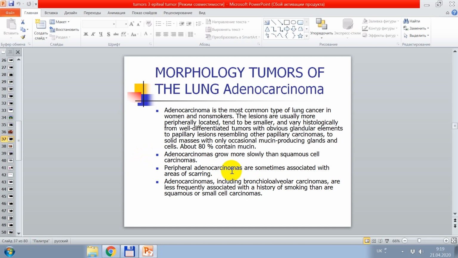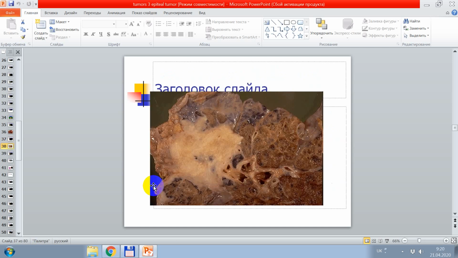Peripheral adenocarcinomas are sometimes associated with areas of scarring. Adenocarcinomas, including bronchoalveolar carcinomas, are less frequently associated with a history of smoking than are squamous or small cell carcinomas. This picture too demonstrates macroscopic signs of cancer of the lung, adenocarcinoma, white color. As a rule, this is bronchoalveolar adenocarcinoma, another name being central adenocarcinoma.